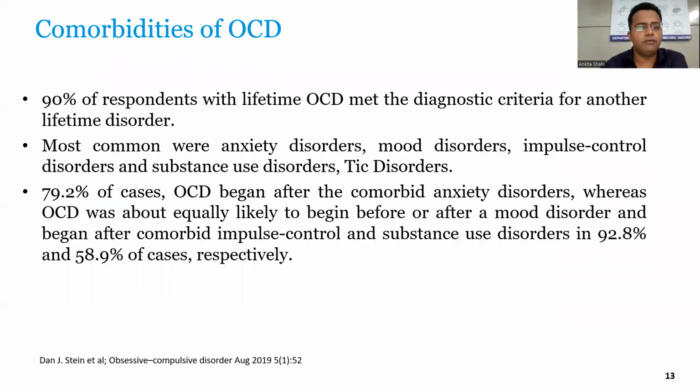Now, the comorbidities of OCD. 90% of respondents with lifetime OCD meet the diagnostic criteria for another lifetime disorder. Most common were anxiety disorder, mood disorder, impulse control disorder, substance abuse disorder, and tic disorder. In 79.2% of cases, OCD began with comorbid anxiety disorders, whereas OCD was about equally likely to begin before or after a mood disorder, and began with comorbid impulse control and substance use disorder in 92.8% and 58.9% of cases respectively.